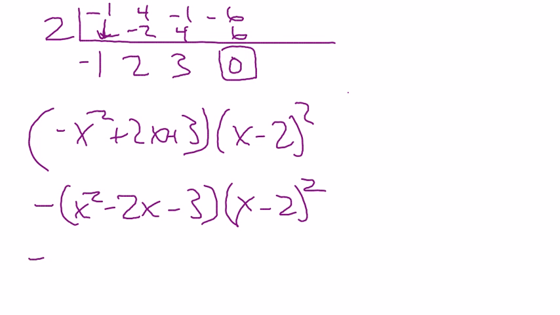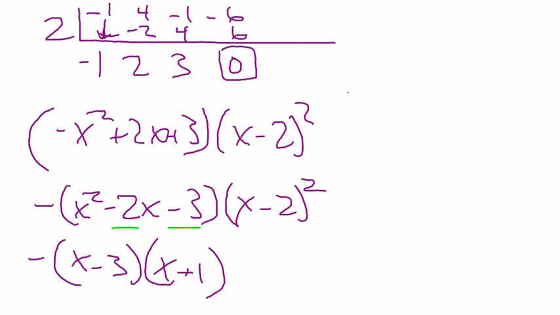So we can factor that now, negative. And we can see we want two numbers that multiply to give me negative 3 and add to give me negative 2. So I'm going to use negative 3 and positive 1. We can check it. 1 times negative 3 is negative 3. Negative 3 plus 1 is negative 2. So I'm good. And then I have my x minus 2 still.